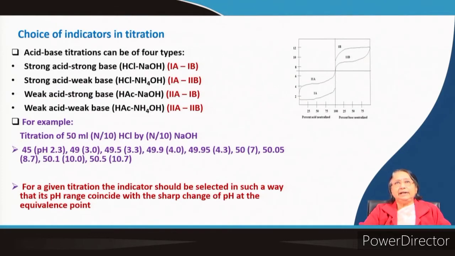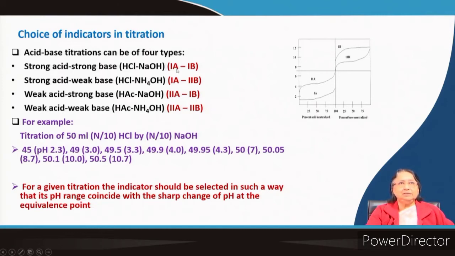Now, how will you choose the indicator? There are different kinds of titration you may take up. For example, for acid base titration, there are maybe 4 different types. It may be a strong acid versus strong base, strong acid versus weak base, weak acid versus strong base, or weak acid versus weak base. Examples are also written.